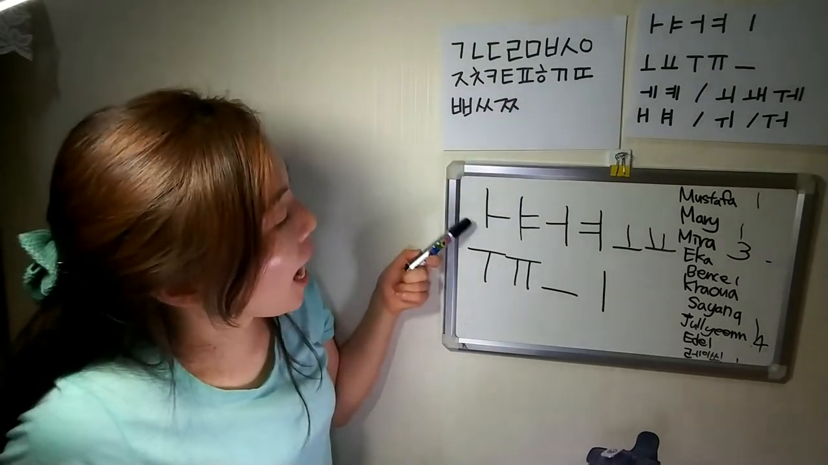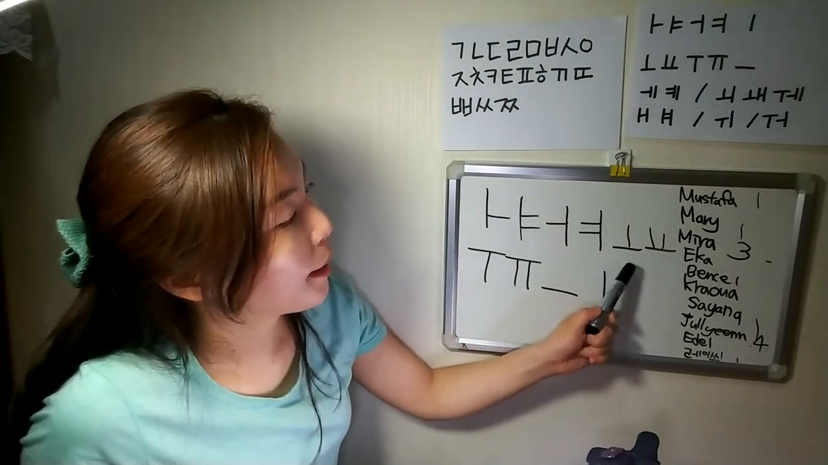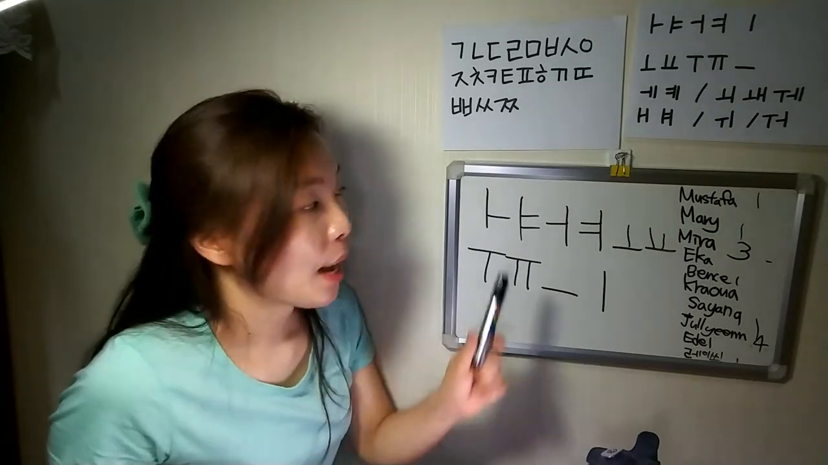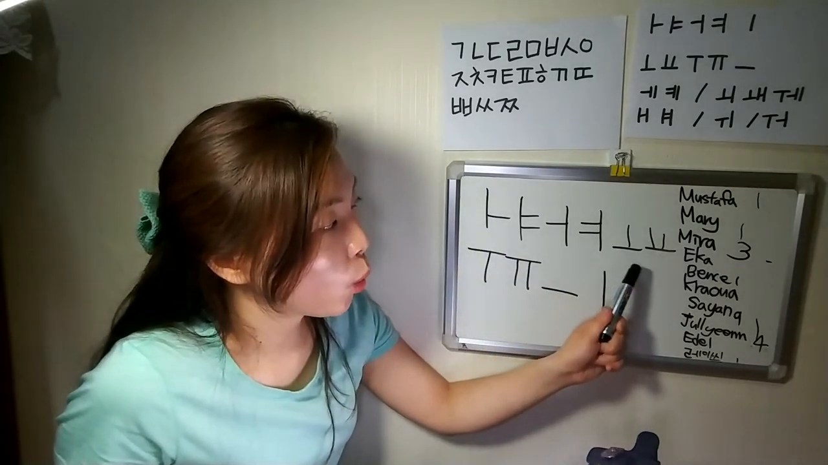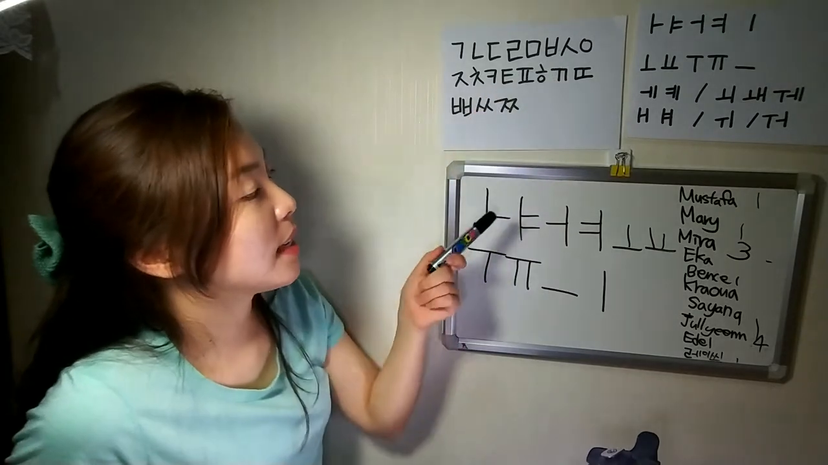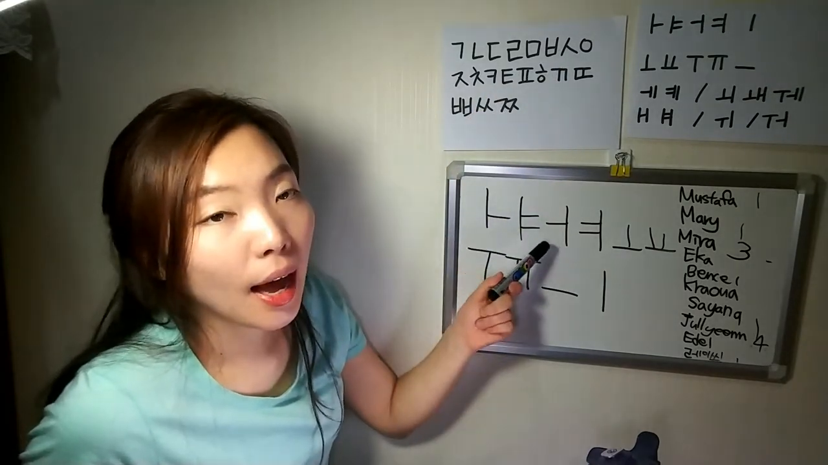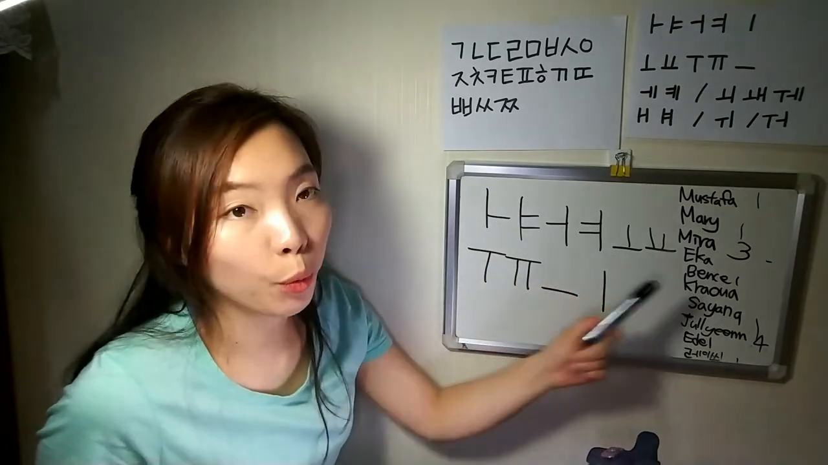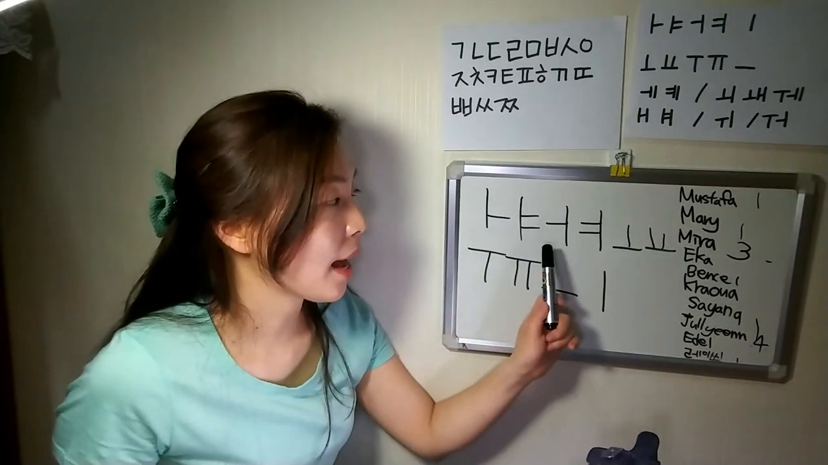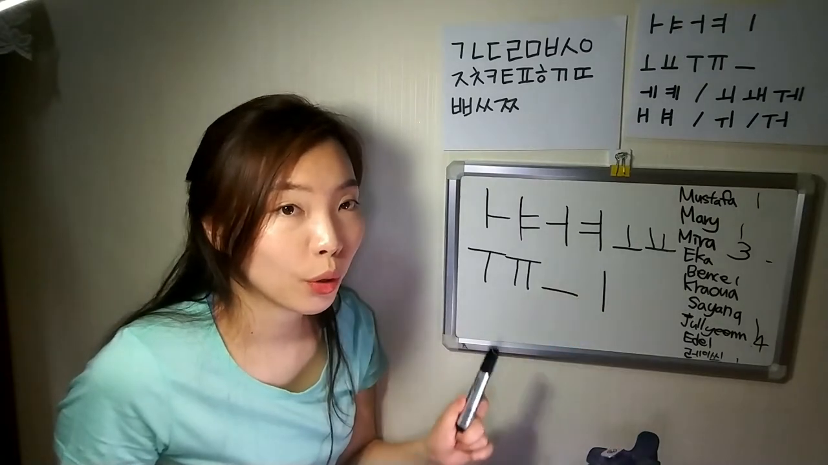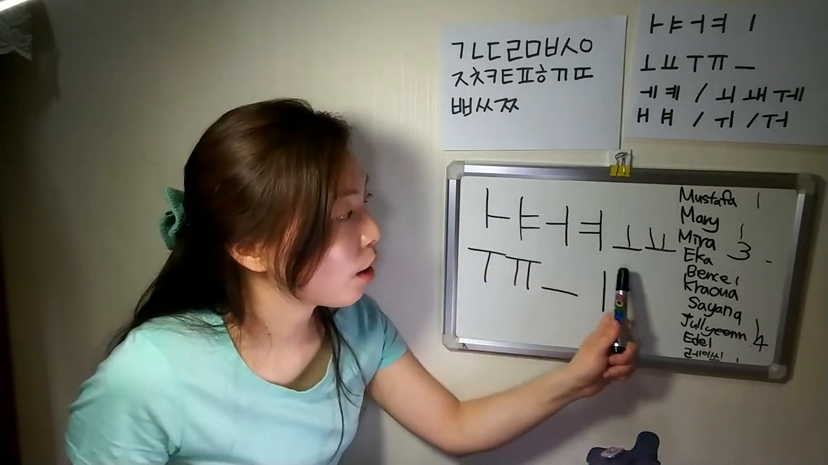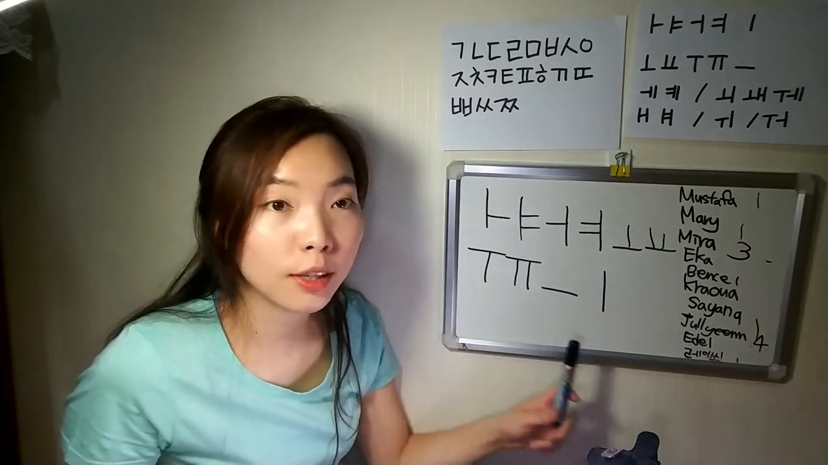Okay, m. Ma, mia, mo, mio, mu, mio, mu, mu, m, mi. Next one, p. Pa, pia, po, pio, pu, piu, p, pi.